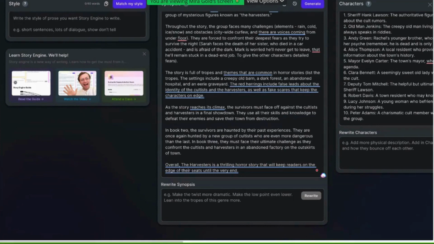I'm going to ask it to list the tropes and themes. Sometimes it will actually list them in your synopsis whenever you generate this. It's kind of a luck of the draw whenever you use this prompt. Sometimes it will give you the full content. Sometimes you have to ask it to do it a couple of times.